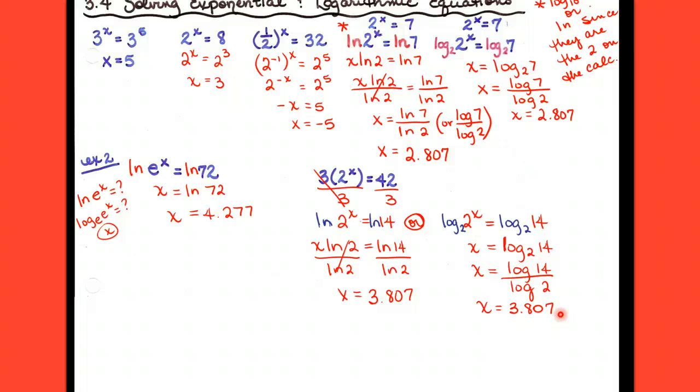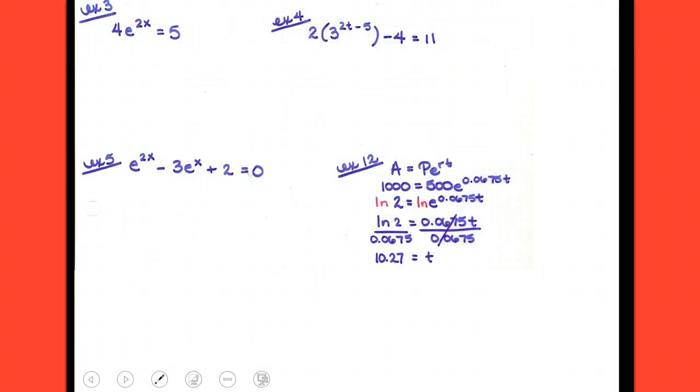All right, look at another one of those. For the next one, they give me 4e to the 2x is equal to 5. What do we have to do first? Divide by 4, right. You have got to get that exponential alone on one side before you start trying to undo it.